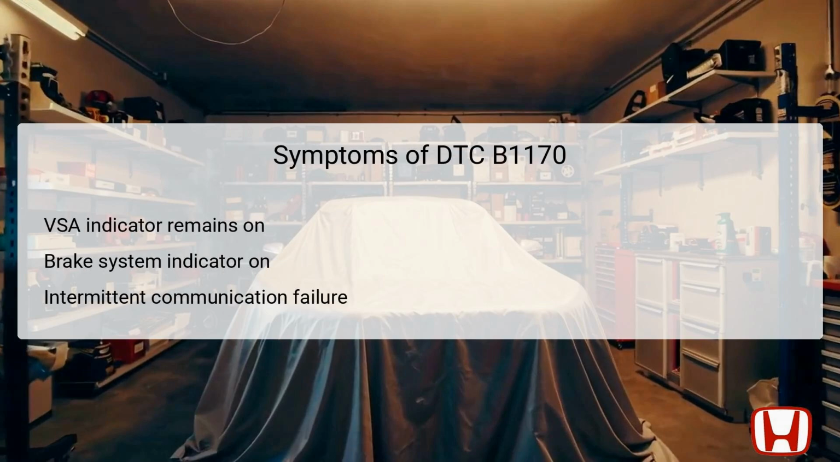The symptoms associated with DTC B1170 primarily involve warning indicators on the dashboard, specifically the VSA and brake system indicators. If the VSA indicator is illuminated, it may signal that the vehicle stability system is not functioning properly. Additionally, the brake system indicator may also stay lit, indicating potential issues with the vehicle's braking system. Drivers might experience reduced vehicle stability or braking performance, leading to an unsafe driving condition.